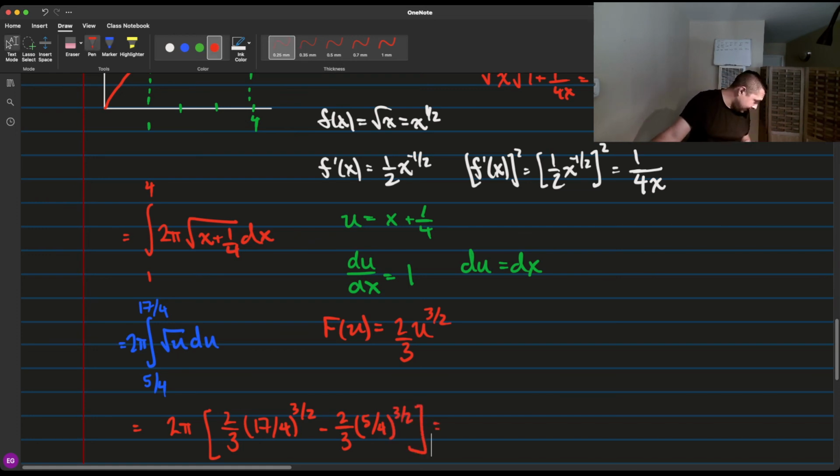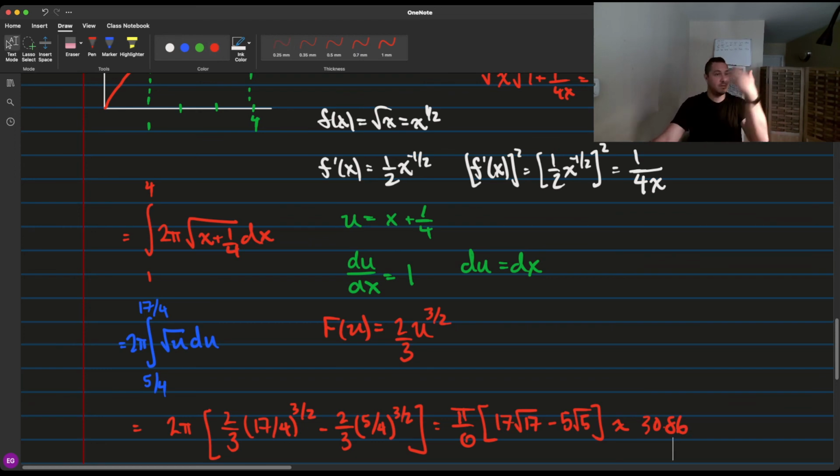And if you go and calculate that and plug everything in, you're going to get pi over 6 times 17 root 17 minus 5 root 5, which is approximately equal to 30.86. You can have Wolfram actually calculate that for you, and you get this number, which gives you the surface area. So this is in units squared because it's surface area. Okay, thank you.